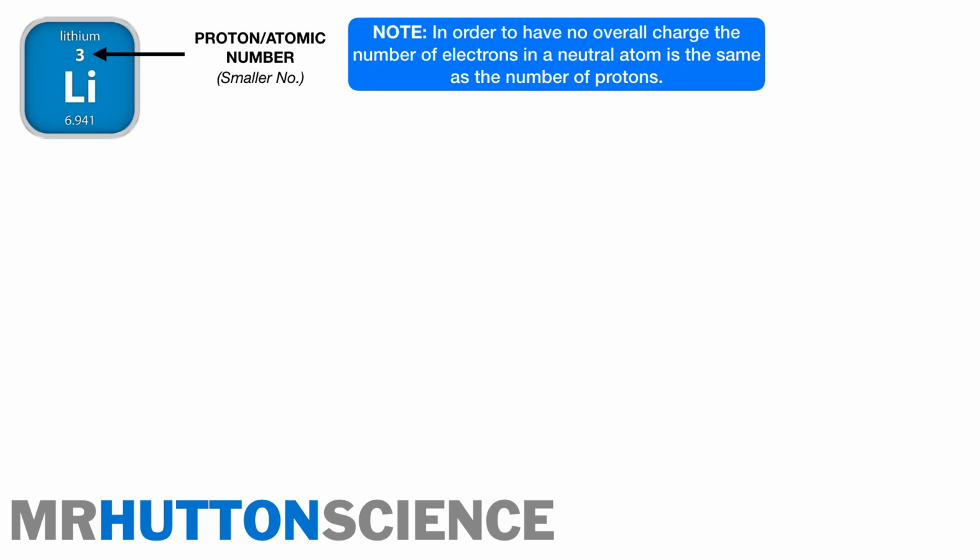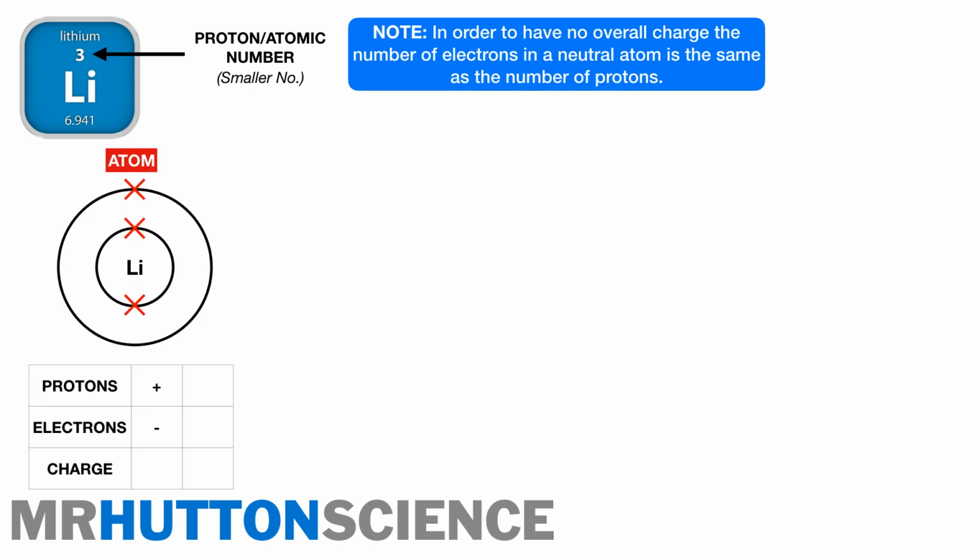So we're using lithium as our example. As you can see, the proton number's there with 3. In order to have no overall charge, the number of electrons in a neutral atom is the same as the number of protons. So to start with, what we'll do with these examples is I'll talk you through the atom, I'll talk you through the change that it goes through, and then I'll show you how to draw the ion.